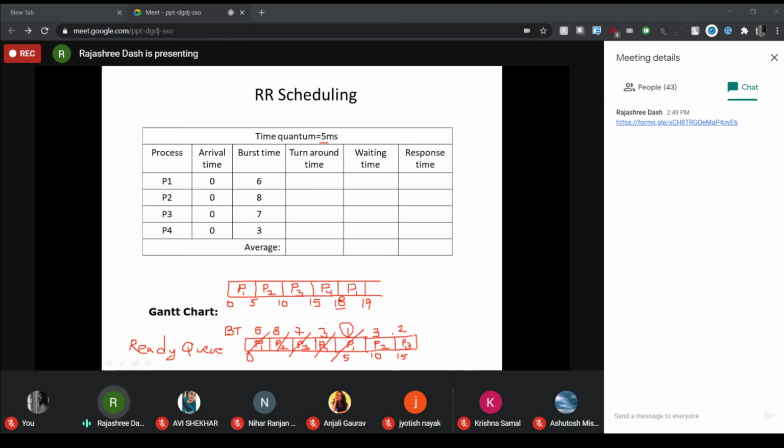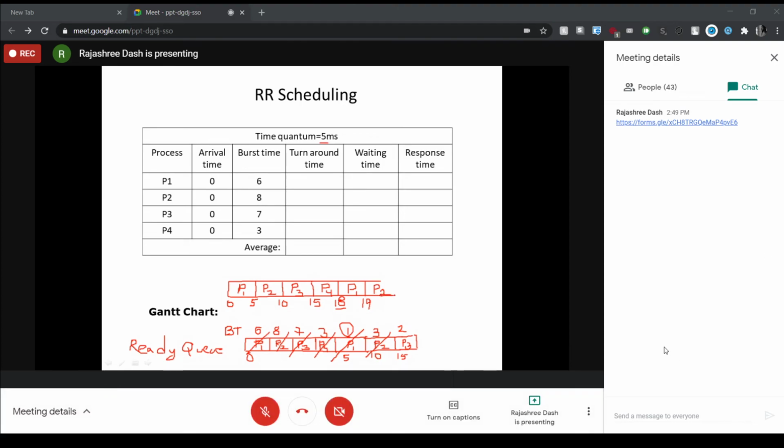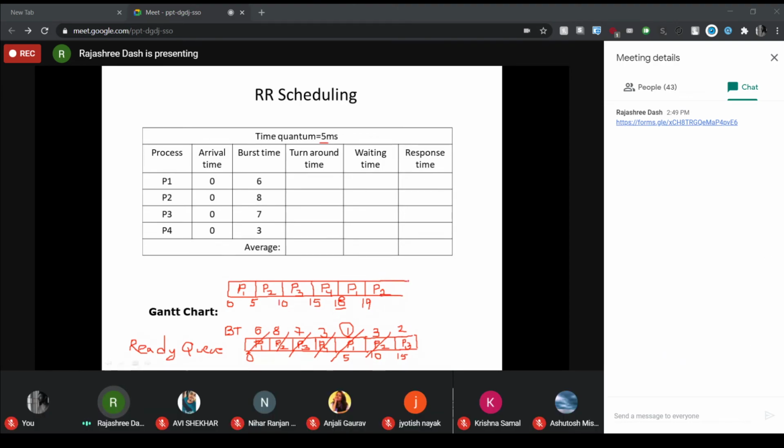Then after P1 has completed, the next process at the head of the ready queue is P2. So P2 will be taken and allocated to the CPU. Now for P2, the remaining burst time is 3, so again it does not require the complete time quantum of 5. So it will continue up to 19 plus 3, that is 22.